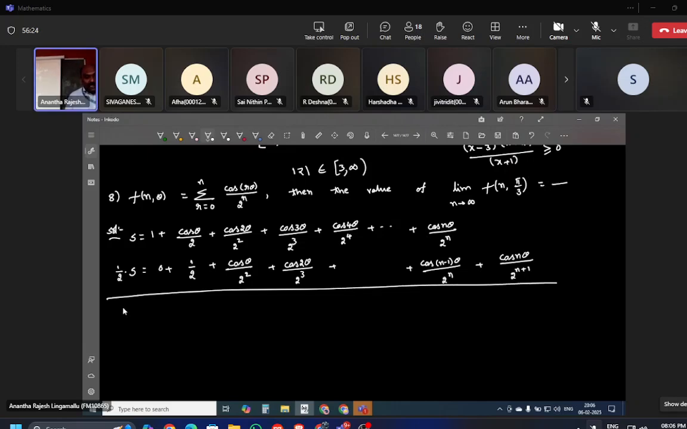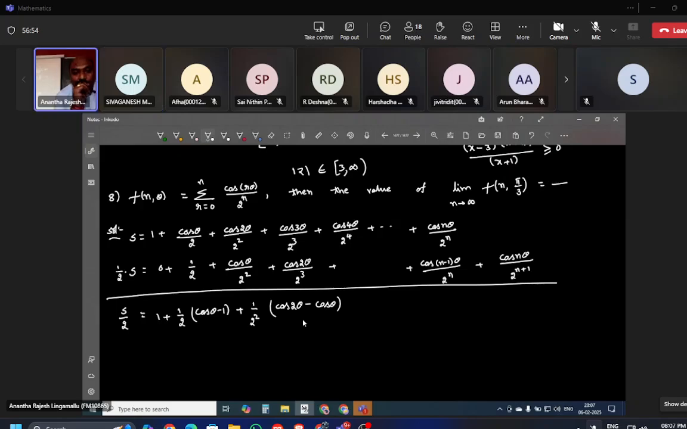1 minus 1 by 2 S is equal to 1 minus 0. Plus, from these two terms, if I take 1 by 2 common, I'll get cos theta minus 1. From these two, I have some doubts here. If I take 1 by 2 square common, I get cos 2 theta minus cos theta. Any calculations? Can we get any cancellation?